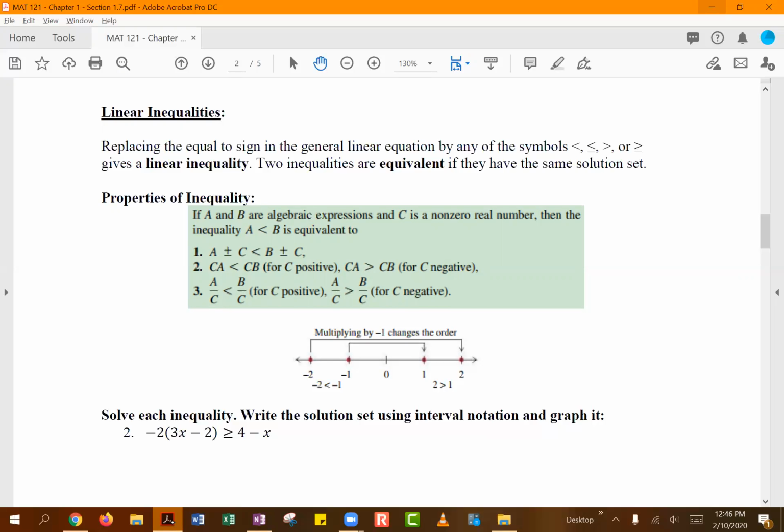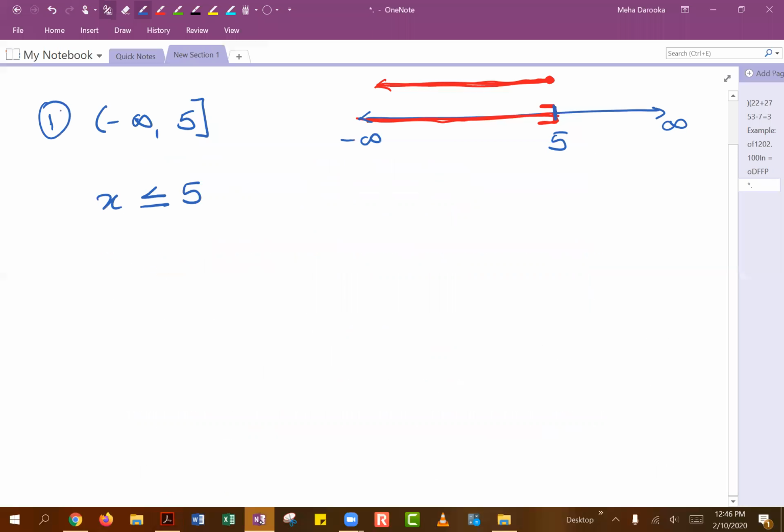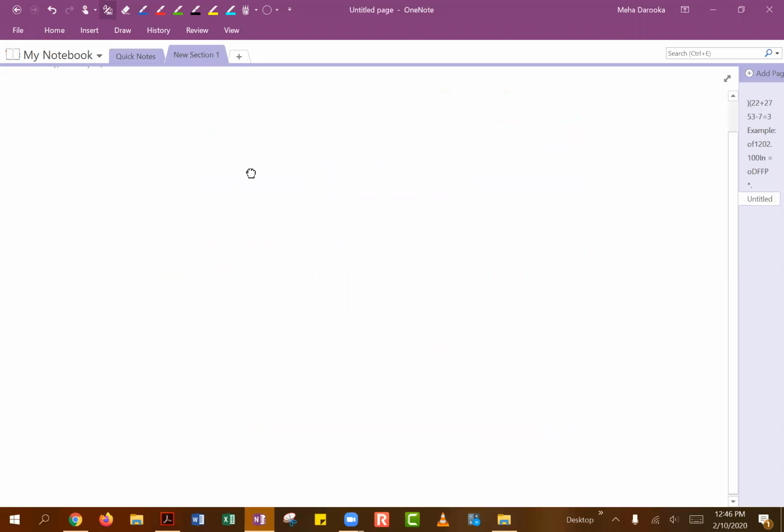So looking at example 2, you're treating it like an equation, but just remember about that multiplication and division by negative. Where would you start on number 2? Are you talking about that negative 2 on the outside? You can distribute that inside the parentheses. Yeah, very good. So what will that end up giving you?